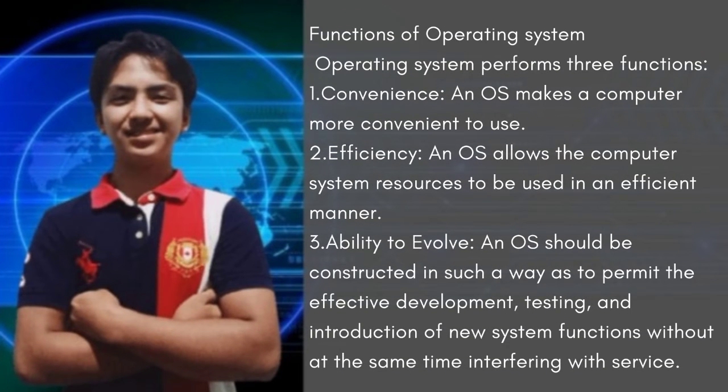An operating system performs three functions. 1. Convenience. An operating system makes a computer more convenient to use. 2. Efficiency. An operating system allows the computer system resources to be used in an efficient manner. 3. Ability to evolve. An operating system should be constructed in such a way as to permit the effective development, testing, and introduction of new system functions without at the same time interfering with service.